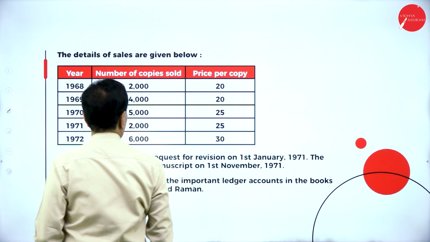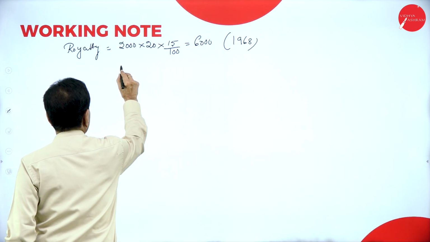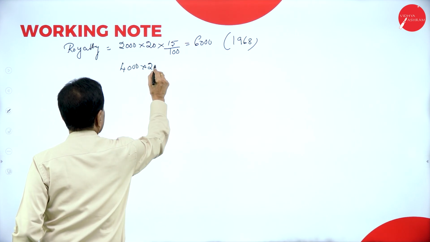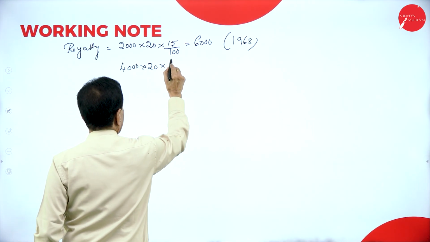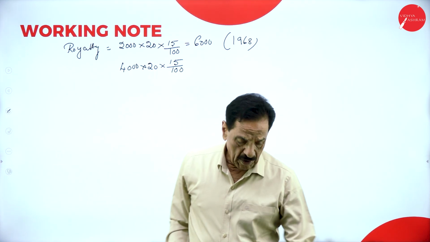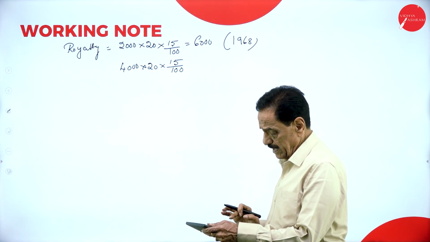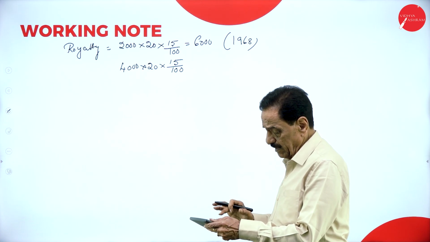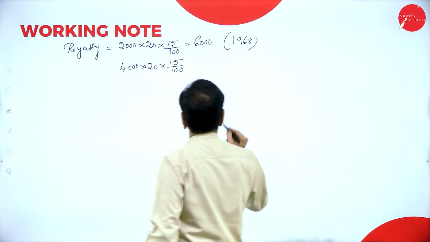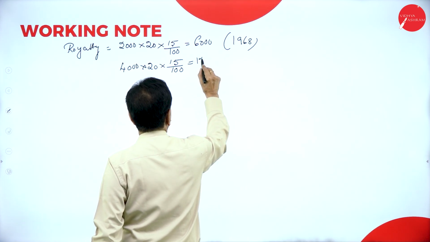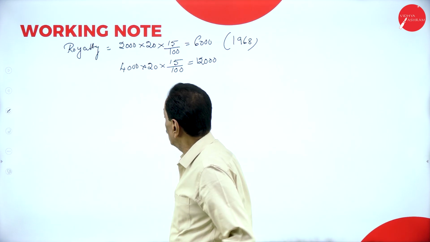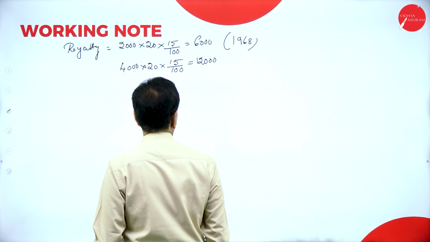Next, 4,000 into 20 into 15% royalty. 4,000 into 20 into 15 divided by 100, it comes to 12,000. This is your royalty. This goes to 1969.